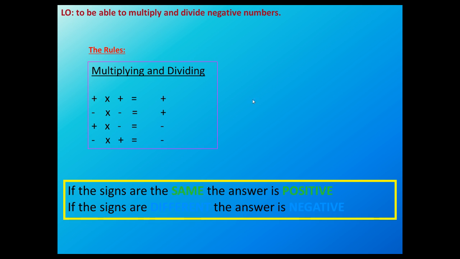Again, I would write this at the top of every single one of your pages. But the general idea is, if the signs are the same, the answer is positive. If the signs are different, the answer is negative. So a plus and a minus, or a minus and a plus, you get a negative answer.